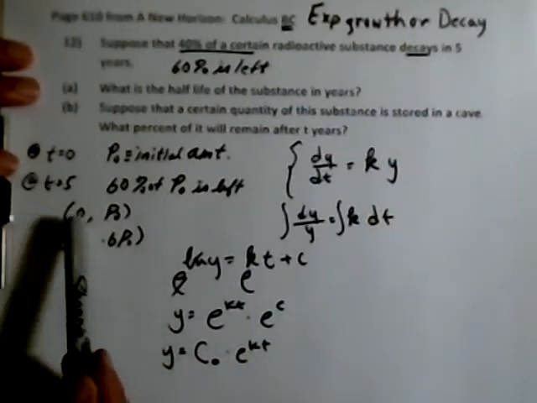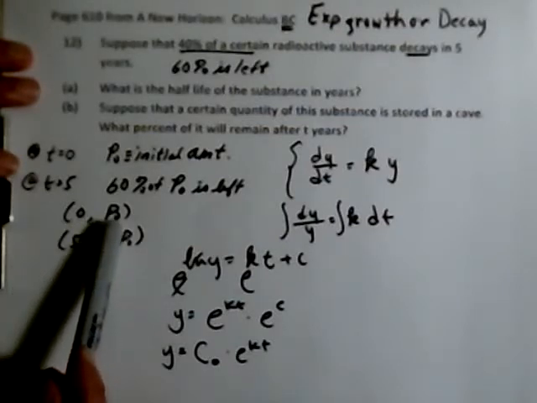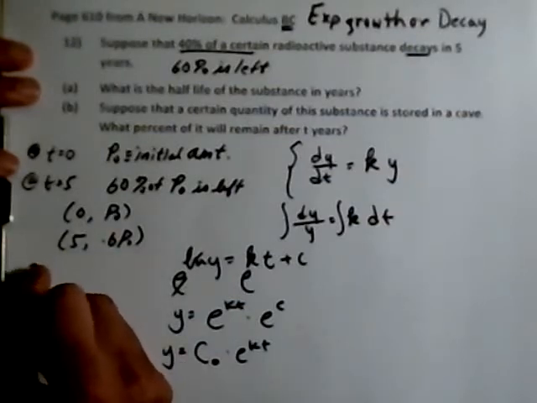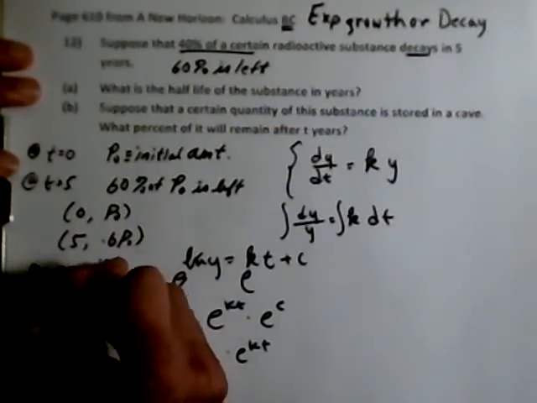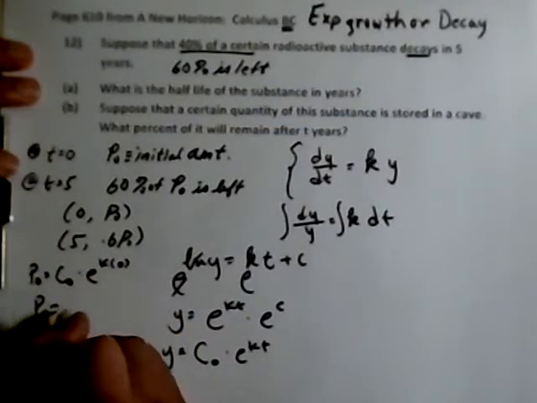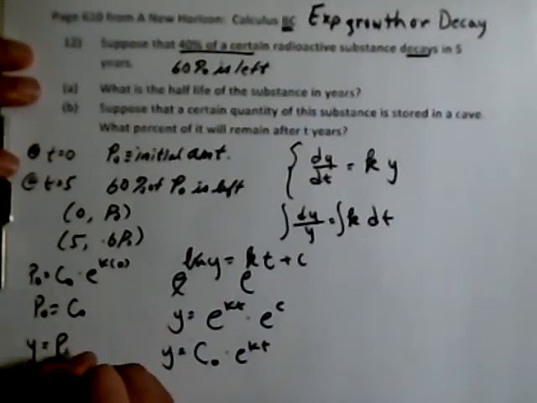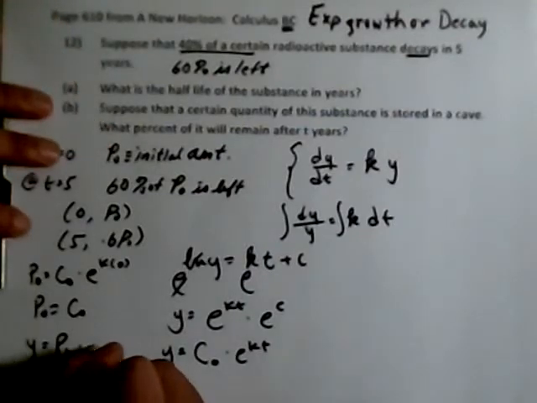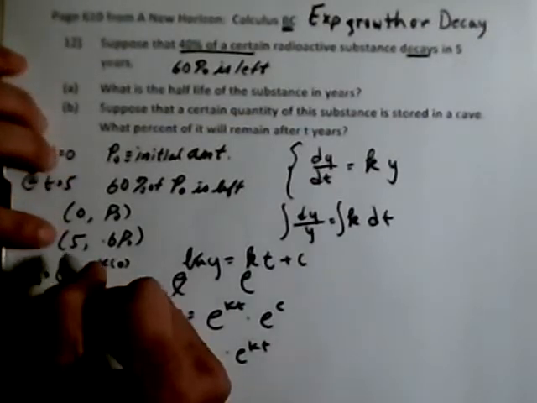At this stage, you can plug in 0 for t, or y of 0, and we should end up with P naught. So plug it in here. P naught is equal to some constant times e to the k times 0. And k times 0 is 0, e to the 0 power is 1, so P naught is equal to C naught. So your equation looks like this so far: y equals the initial amount, which I defined right here, times e to the k times t.